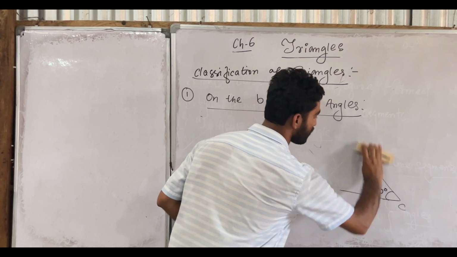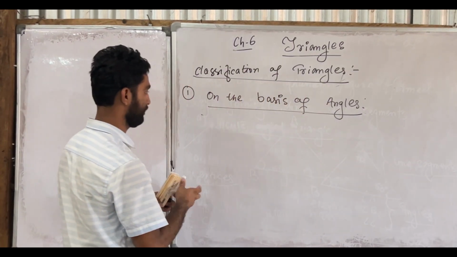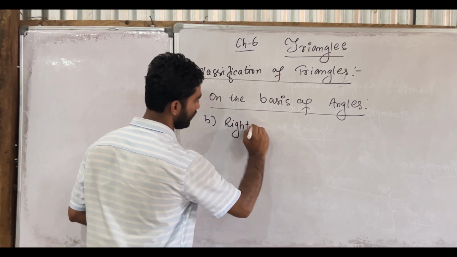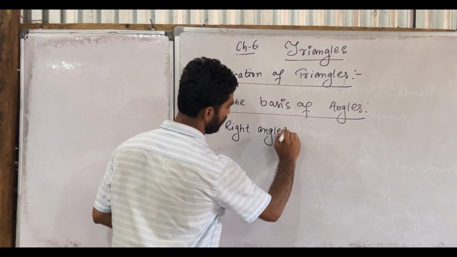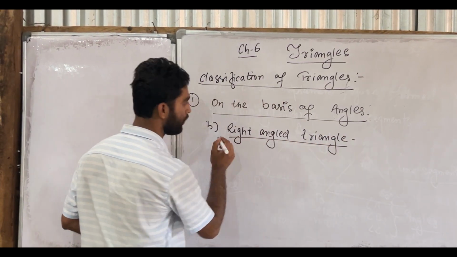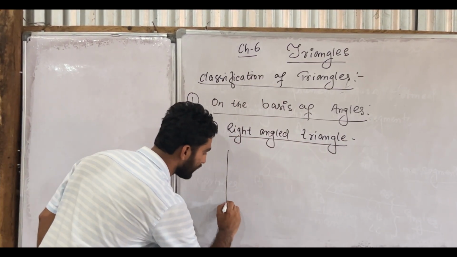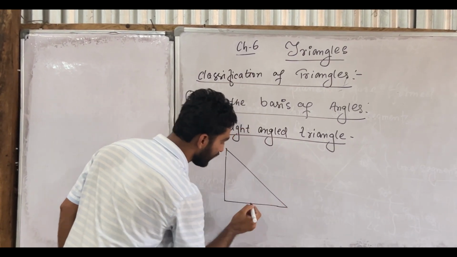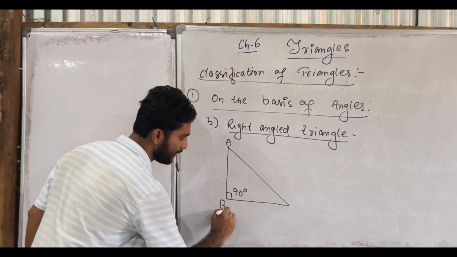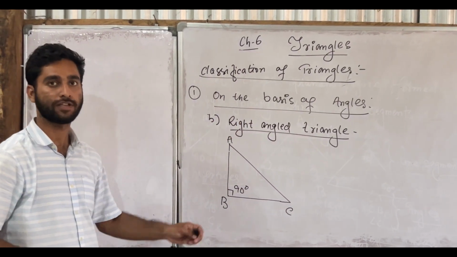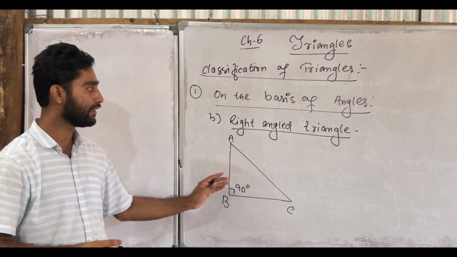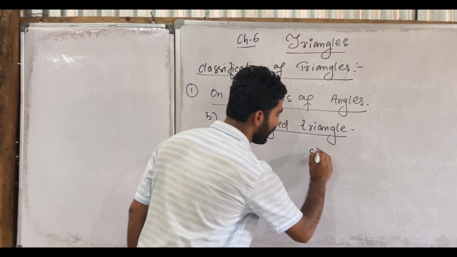Next, second type is called right angle triangle. So what is right angle triangle? Right angle triangle means the triangle in which at least one of the angles is 90 degree. So in a triangle, if any one of the angles is 90 degree, then this kind of triangle is called right angle triangle.